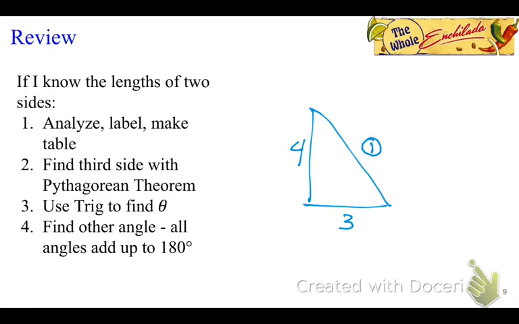Then I'm going to use my trig to find theta, which will either be this angle or the other one. That's my step 2. And then I'm going to find the other angle. Okay, and that's going to be step 3. So basically, in 4 steps, you are going to have solved the whole triangle. You know all the angles and all the sides. And that's what you set out to do.